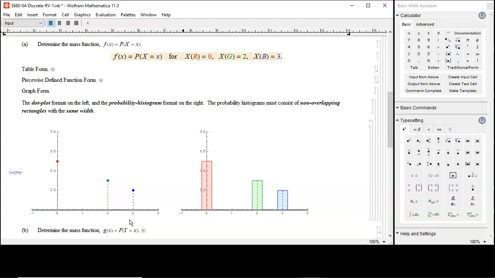Another way is to use something called a probability histogram. Instead of those dots, put some rectangles there, but the key for these rectangles is they have to have the same width and they should not be overlapping. Which do I prefer? Personally, I prefer these dots. But this one is also a widely accepted expression.